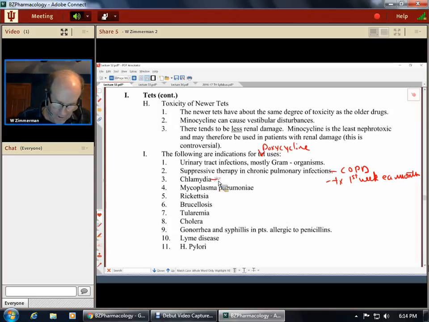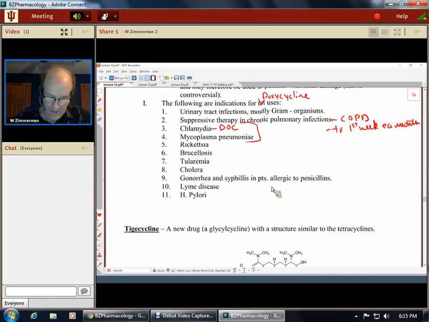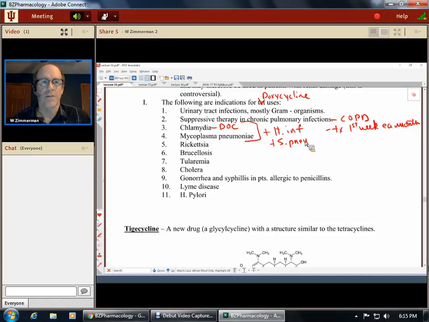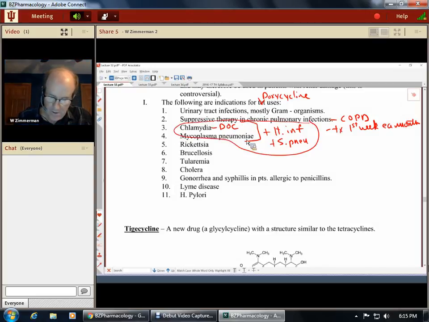Chlamydia, these drugs are drugs of choice. They're also going to get mycoplasma pneumoniae. It doesn't have a cell wall, but we don't care about cell wall. This is protein synthesis inhibition. So I look at those two, and the fact that plus we get Haemophilus influenza, plus strep pneumoniae, well, we start to see it, those are bugs that are very commonly causing pneumonias. So we can use these to treat respiratory infections.